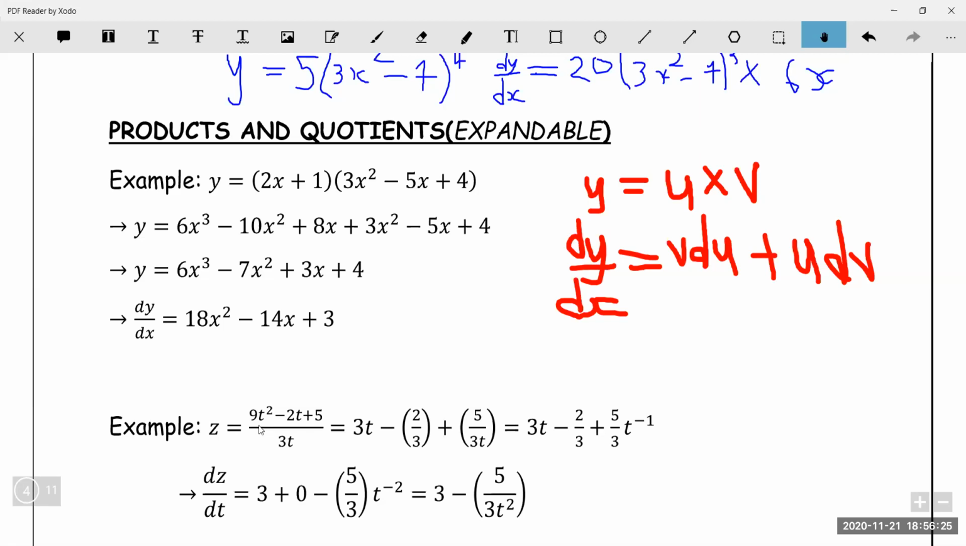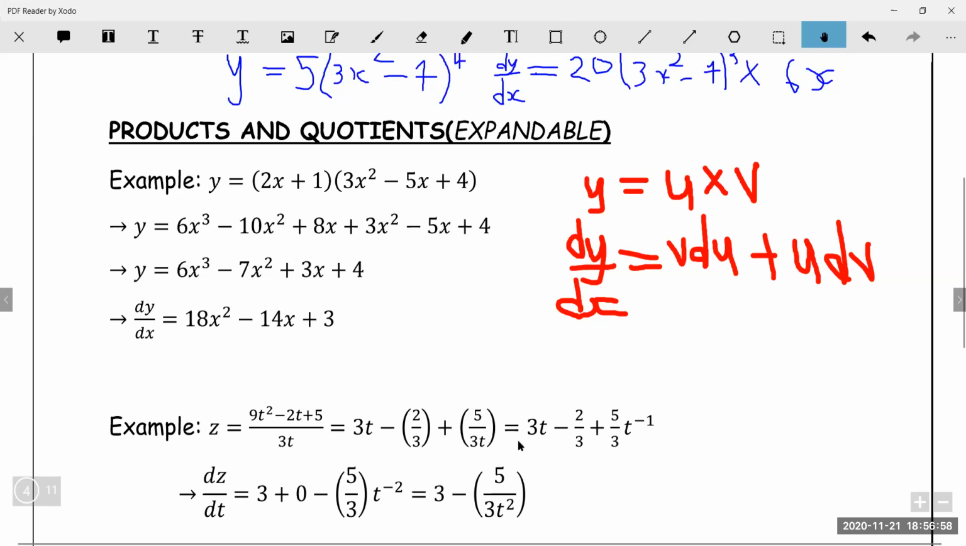All right. Now dividing each term by t, I get 3t minus 2 over 3 plus 5 over 3t to the minus 1. Agree with that? All I did was rewrite the 5 over 3t as 5 over 3 times t to the minus 1. Yes, sir. You have to rewrite it as t to the minus 1 so you can differentiate.